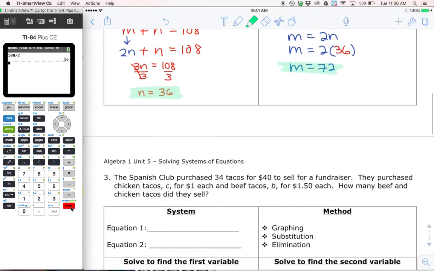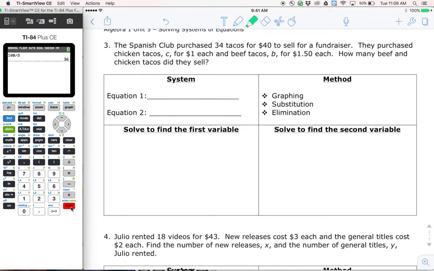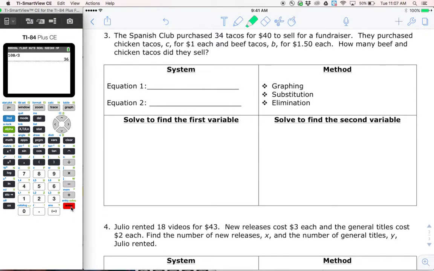All right, we got two more to get through. Let's look at problem 3. The Spanish Club purchased 34 tacos for $40 to sell for a fundraiser. They purchased chicken tacos C for $1 each and beef tacos B for $1.50 each. How many beef and chicken tacos did they sell?